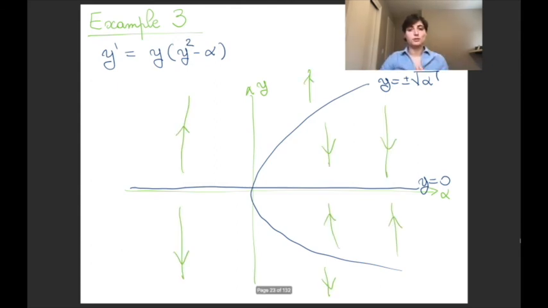Then we can also draw where the direction field is bringing us. For alpha negative, it's bringing us away from 0. For alpha positive, locally it's bringing us towards 0. And if you're outside of the parabola plus or minus square root of alpha, it's bringing us away.